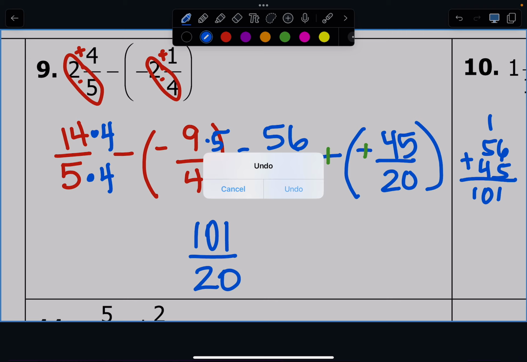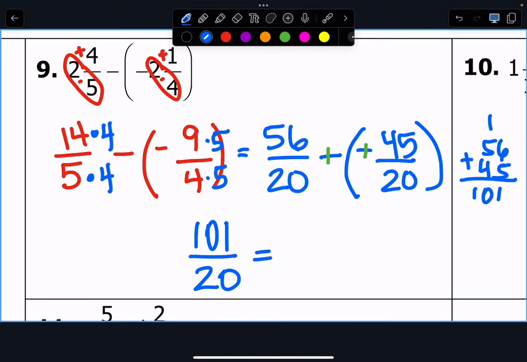Can we leave our answer like that? No. We need to change it to a mixed number. How many times does 20 divide into 101? So 20, 40, 60, 80, 100. 5. How many are left over? 1. You're too good, Armando.